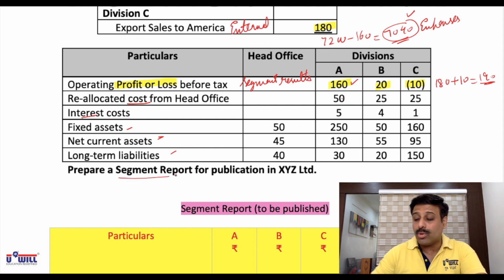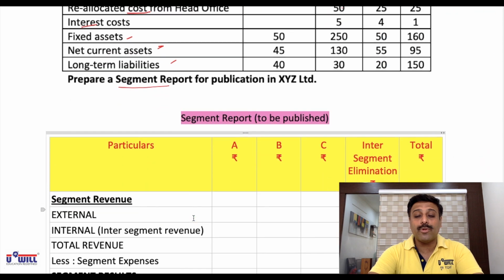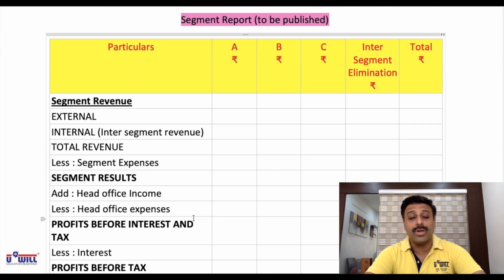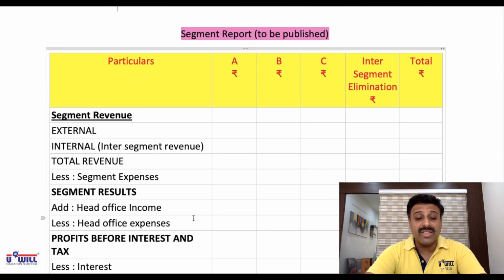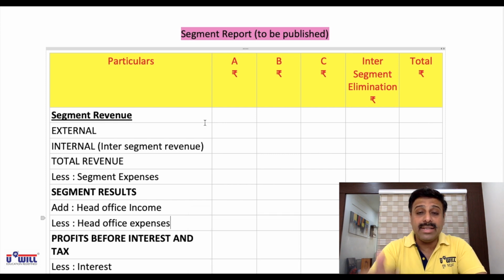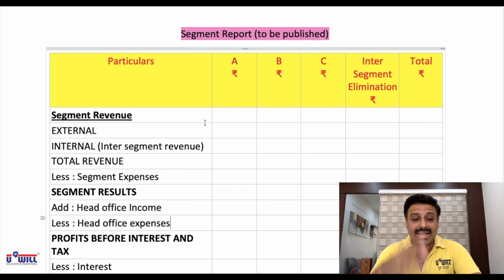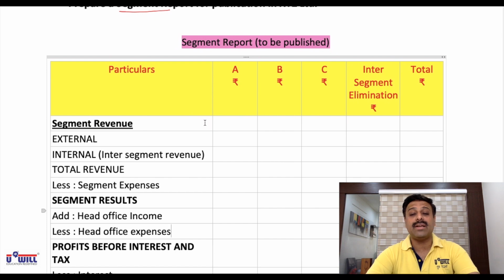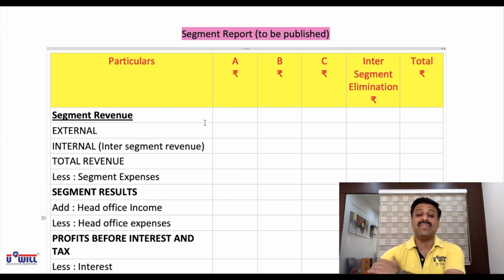Prepare a segment report to be published. So all of you make the format of this segment report. Just make the format because I've already done it, so I've made it ready. You just make the columns, and then when we discuss it, at that time only you write the amounts, external, internal, everything. Don't write the particulars in detail. Okay, pause the video and make the format.